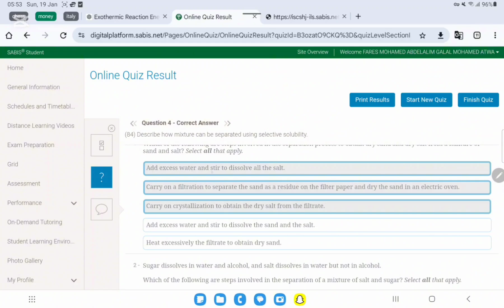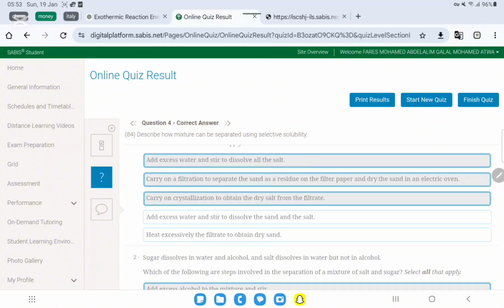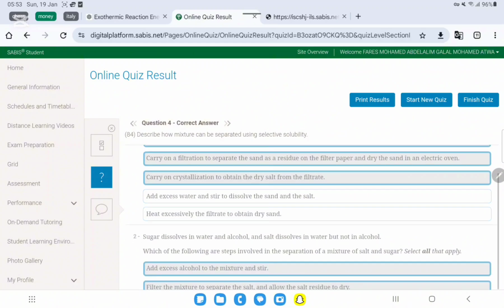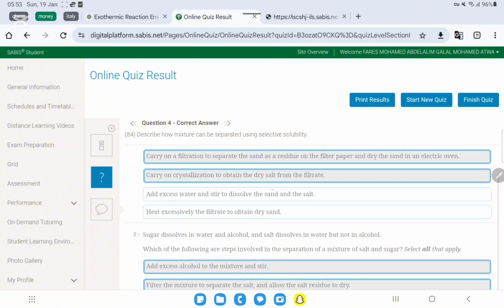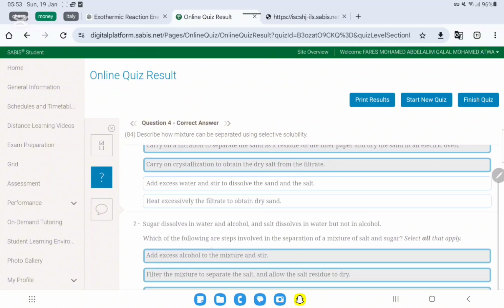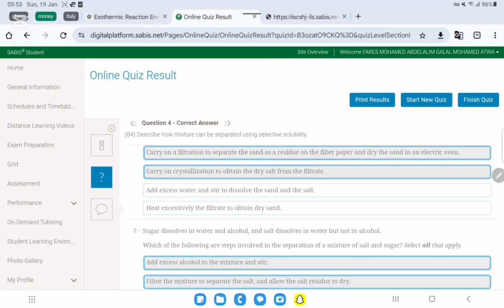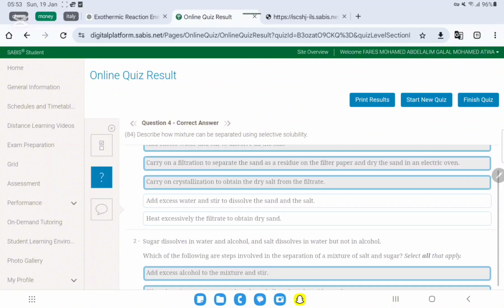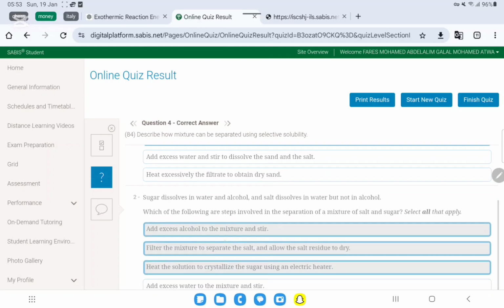First we add excess water and stir to dissolve all the salt. Carry out filtration to separate the sand as a residue on the filter paper, and dry the sand in the electric oven. Carry out crystallization to obtain the dry salt from the filtrate. We can't add excess water and stir to dissolve the sand and the salt, because sand doesn't dissolve. And heating the filtrate excessively to obtain dry sand is wrong, because we have salt in the filtrate, not sand.